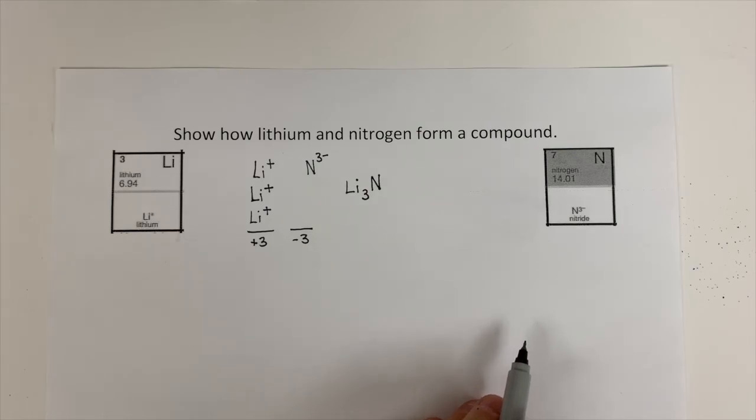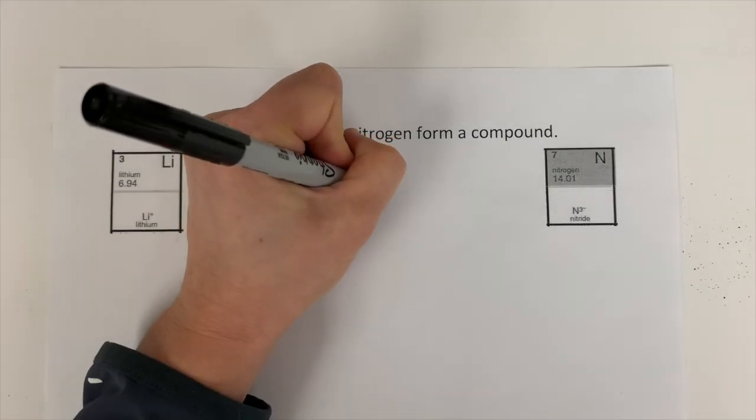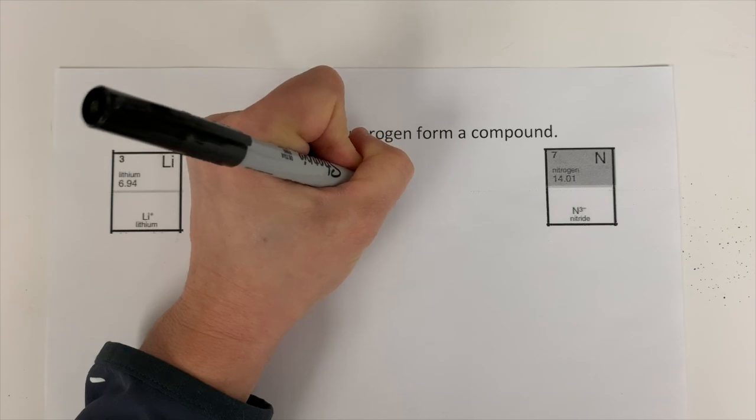Finally, I need to write the state. All ionic compounds are solid at SATP. So I'm going to write the state as an S in brackets.